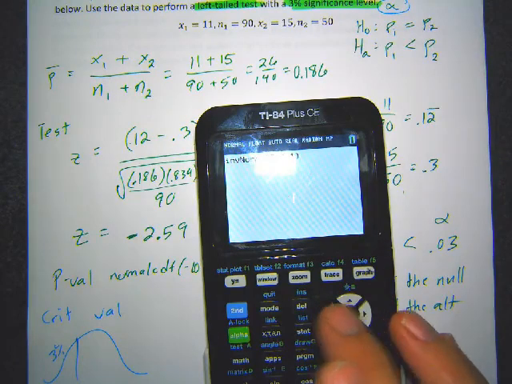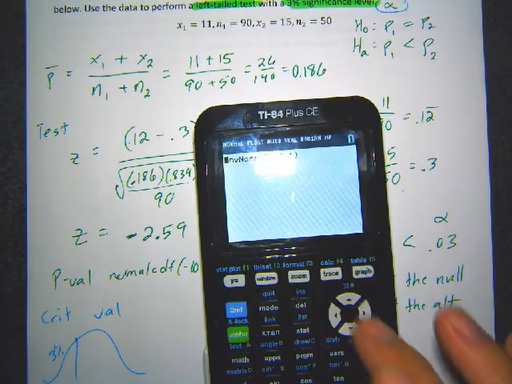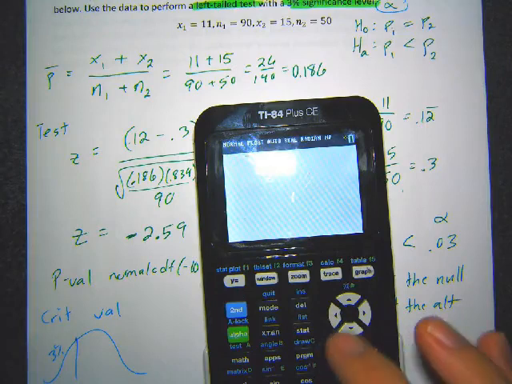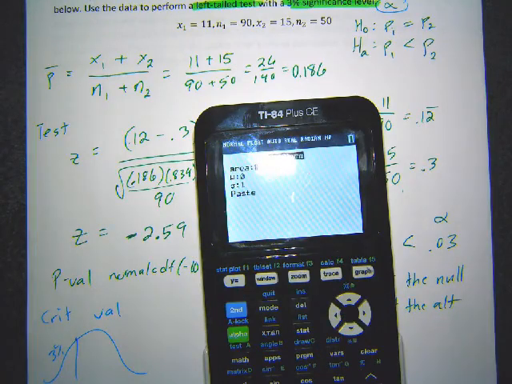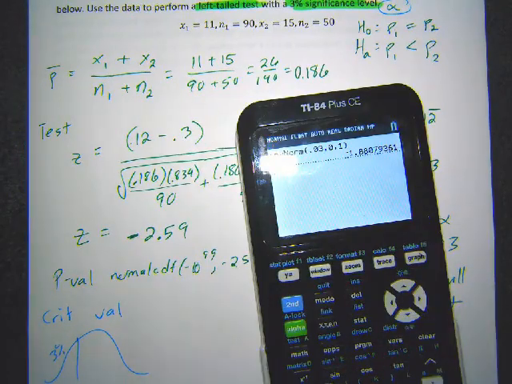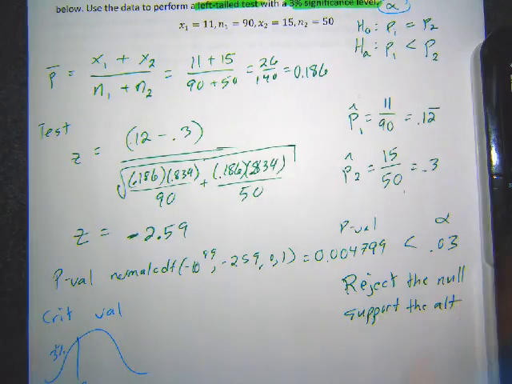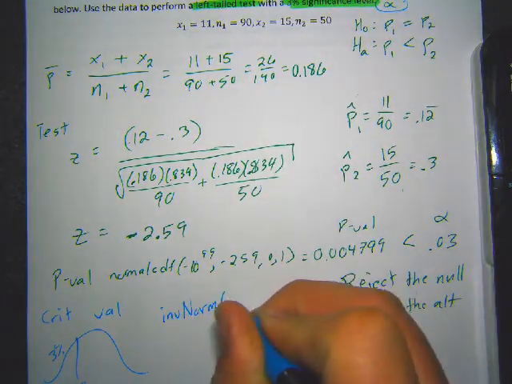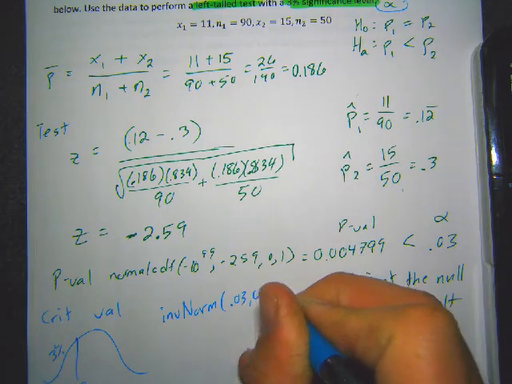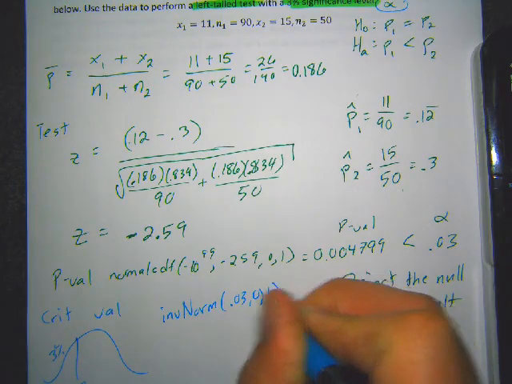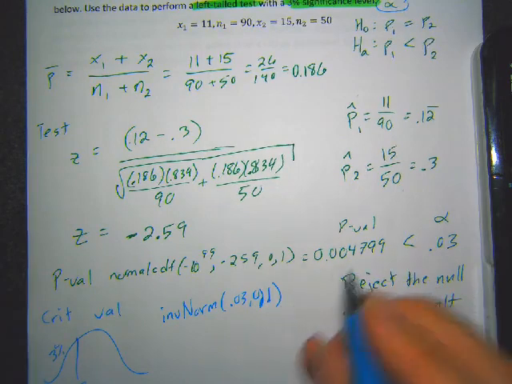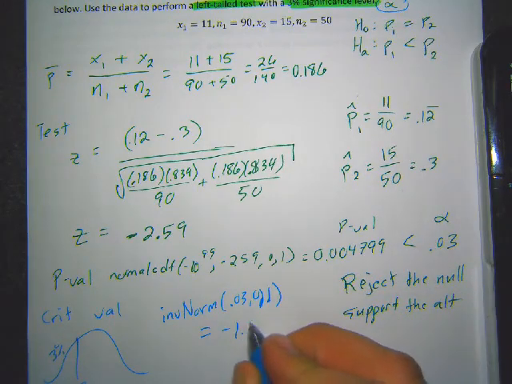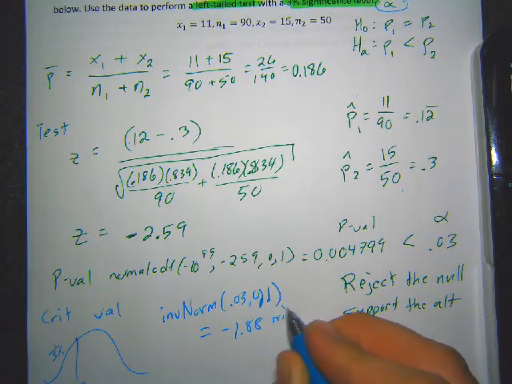Oh, I got a decimal missing. So second distribution, inverse norm, 0.03. And that would give me negative 1.88. That was using the inverse norm, 0.03. Oops. And that gave me that negative 1.88. So that'd be the critical value.